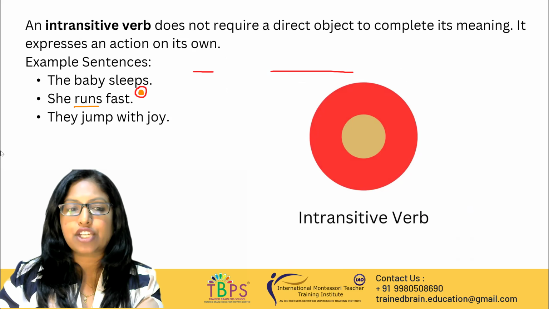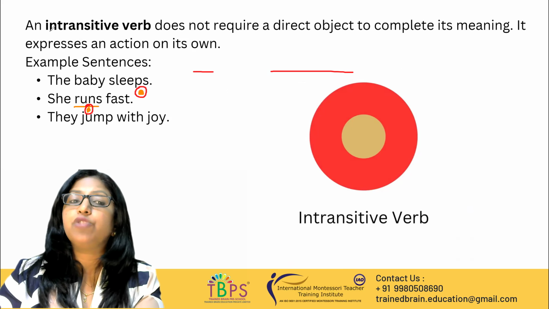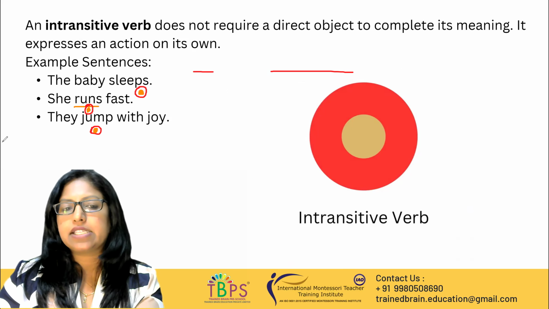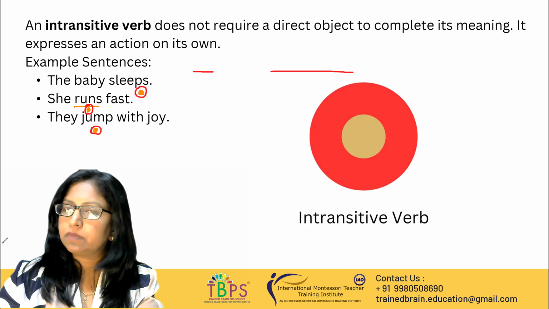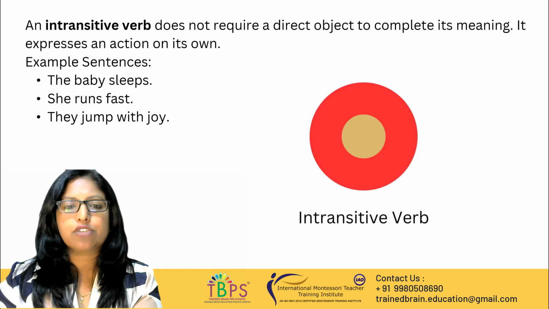Runs is an action word, correct? Now, is it transitive or intransitive? It is intransitive. So we make this particular symbol. They jump with joy. So there is no object that has been linked with it. Correct? So there is no object. So the action word is my intransitive verb. Okay? So that's how we would be able to work with examples. Let's go to the next one.